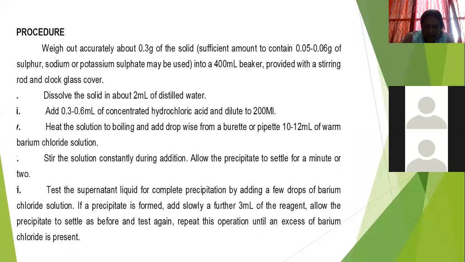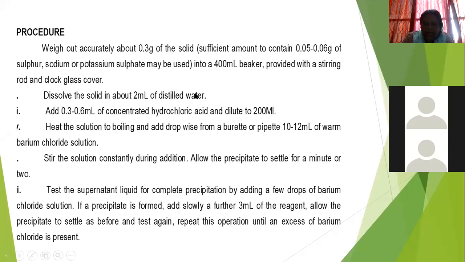Then test the supernatant liquid, that is the filtrate, for complete precipitation, by adding a few drops of barium chloride solution. If a precipitate is formed, add slowly a further 3 ml of the reagent. Reagent is barium chloride. Allow the precipitate to settle as before and test again. Repeat this operation until an excess of barium chloride is present, when all the sulfate is precipitated out.